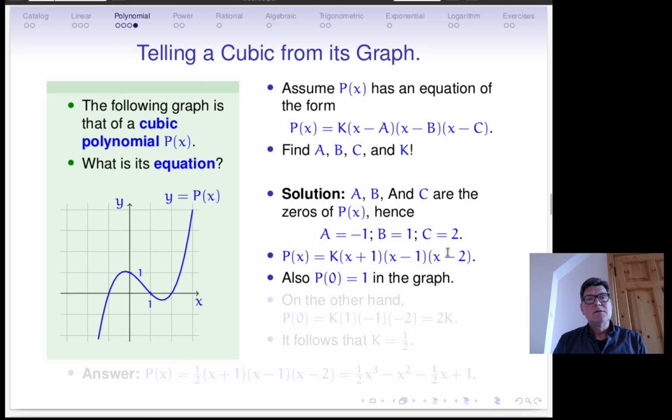If we plug this into the equation as we have it already, substituting 0 for x, and p of 0, the left-hand side here, by 1, we find that p of 0, which is 1, is the same as k times 1 times -1 times -2, which comes to 2k in total, and p of 0 we know is 1, so 2k is 1. That makes k equal to 1/2. There we have it.